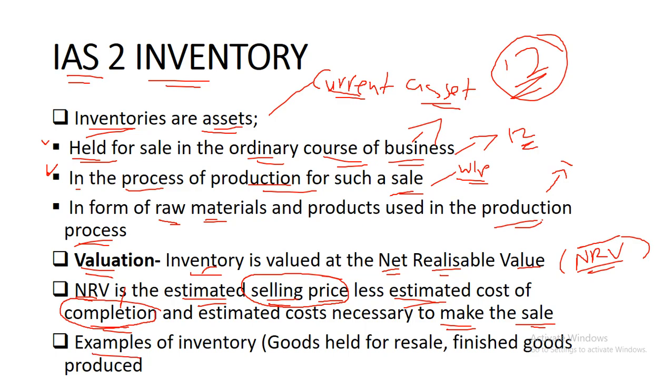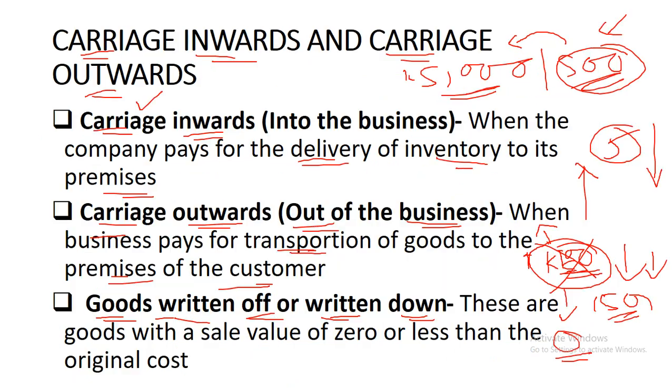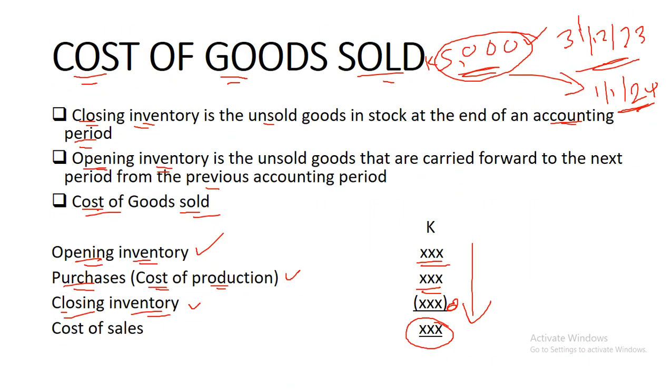So now, what are some of the examples of inventory? Some of the examples of inventory include goods held for resale. So you buy goods, then you want to resell. So you buy maybe, say, 10 cases of mineral water, then you want to resell. That's inventory. Then finished goods produced. So a company produces its own goods, and then it wants to sell those goods. That's what we call an example of inventory.